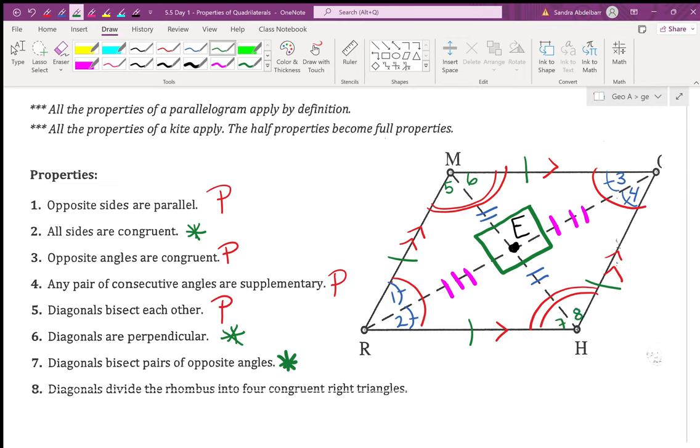Now, are 5 and 6 congruent to 1, 2, 3, and 4? No. But are 5 and 6 congruent to 7 and 8? Yes. So we get a loop with 2 dashes. You do not need to know the 8th property. We can cross that out.